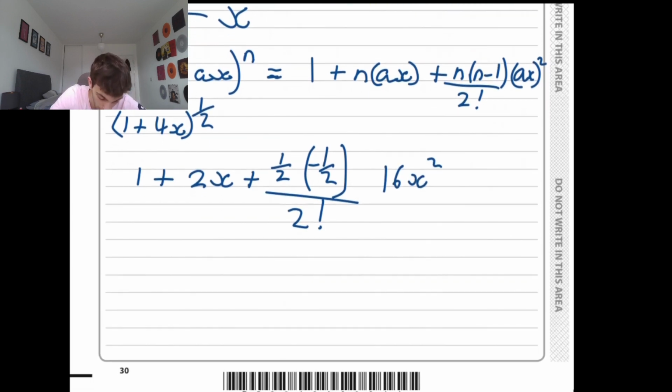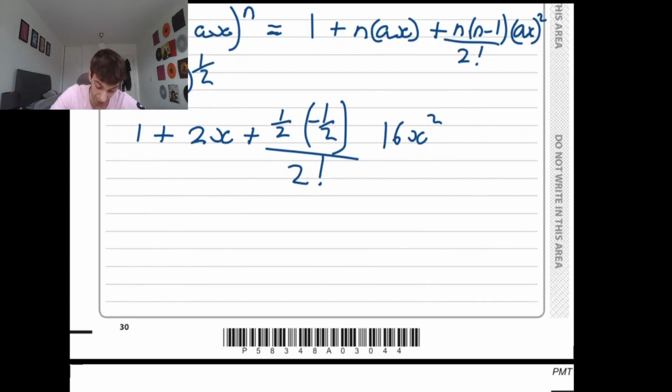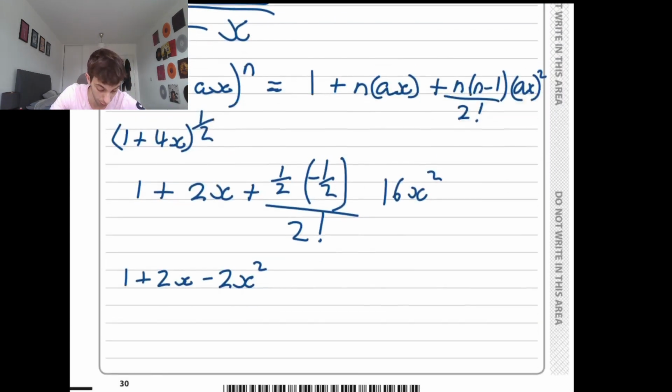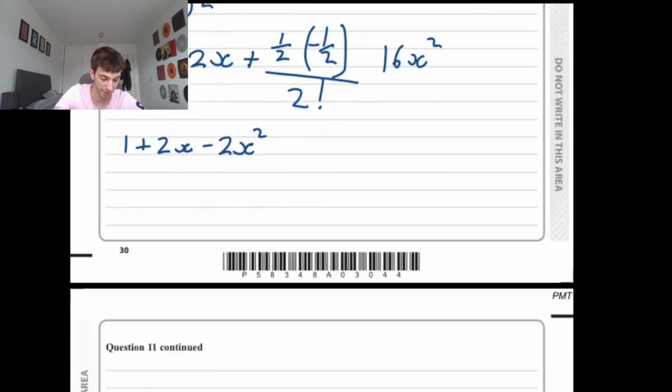So what do we have? We have a half times minus a half divided by 2, that's minus 1 over 8. Minus 1 over 8 times 16, so minus 16 over 8 is just 2. So it actually leaves us with 1 plus 2x minus 2x squared. Okay, cool.